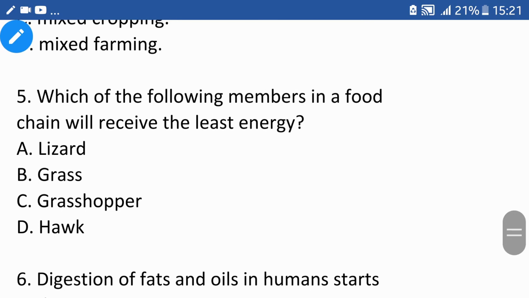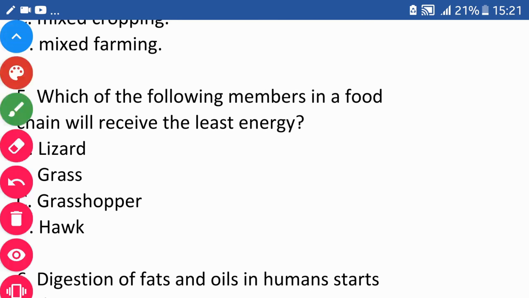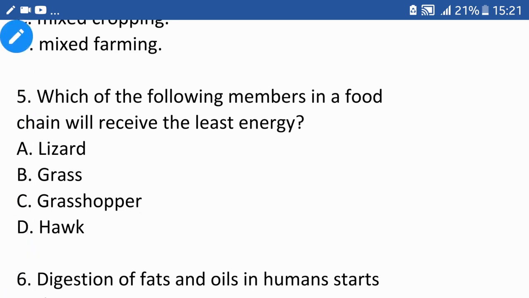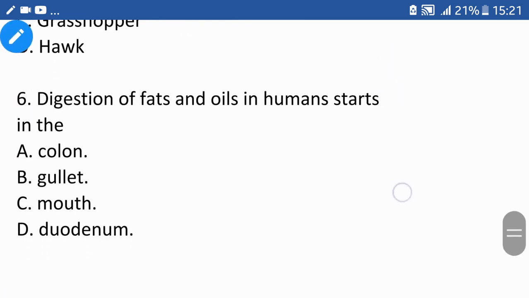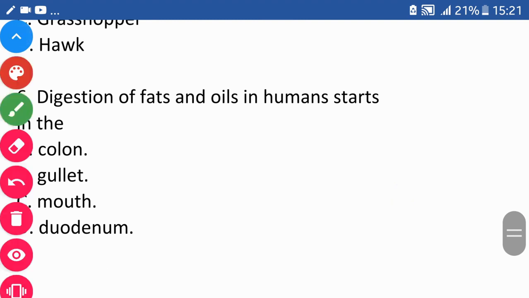Which of the following members in a food chain will receive the least energy? The carnivores will receive the least energy, as the energy is transferred to the various organisms. So the hawk receives the least energy. The next one, digestion of fats and oils starts in the duodenum.